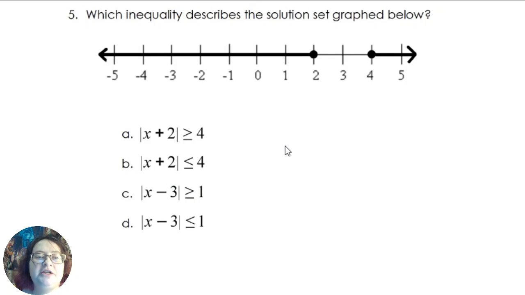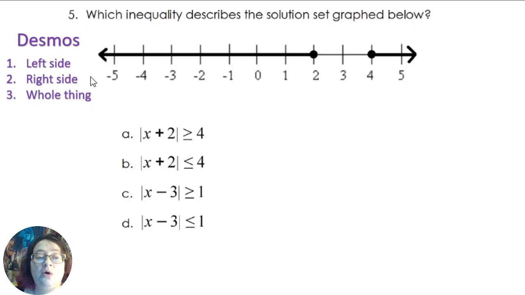Number 5, which inequality describes the solution set graph below? This is very similar to that other problem we saw a few slides ago. But here, with our inequality line, we're looking for the closed circle, shading on the outside, and intersections at 2 and 4. So in Desmos, I'm going to try my answer choices with the left side in the first box, the right side in the second box, the whole thing in the third box, since we do that for every inequality.